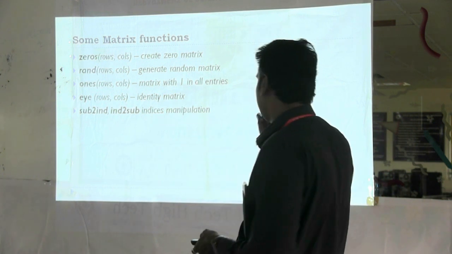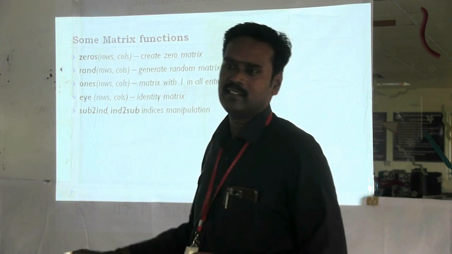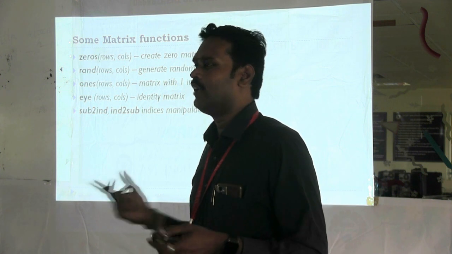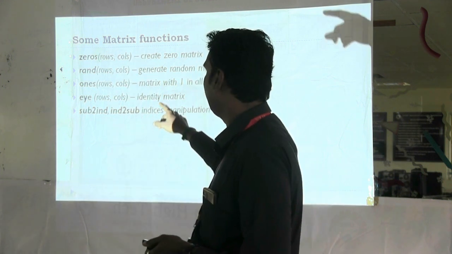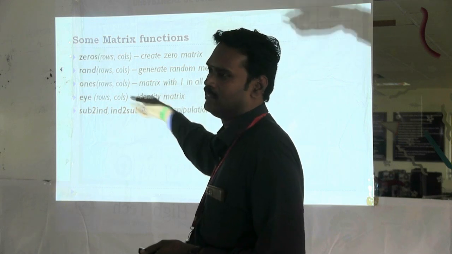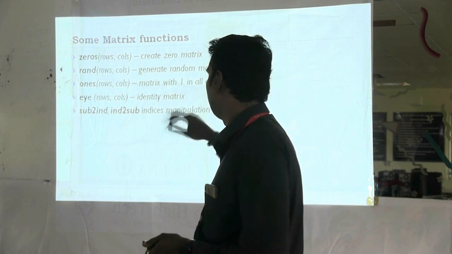After that, EYE, it's the identity matrix we know. In the identity matrix, the main diagonal will be 1 1 1 1. If I want a 10 cross 10 matrix with the main diagonal 1 1 1, I type EYE(10,10), and the 10 cross 10 matrix will come all at once.